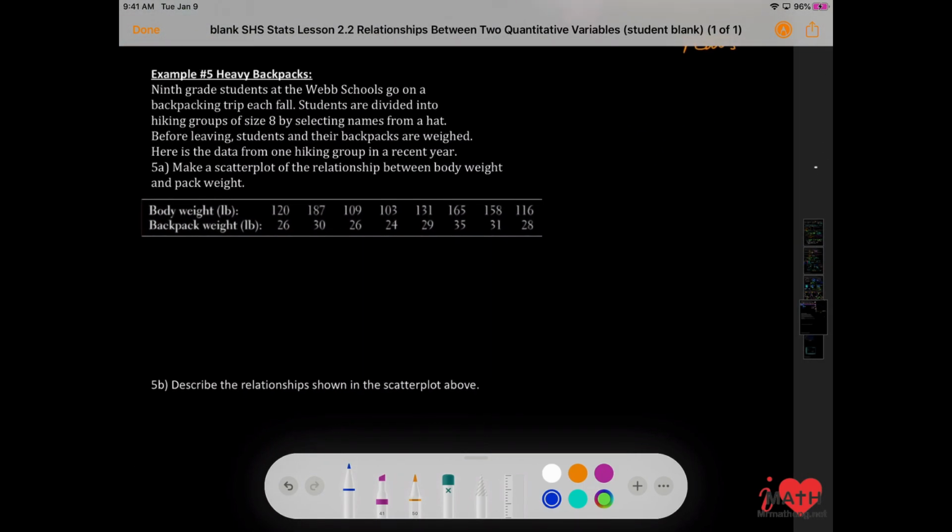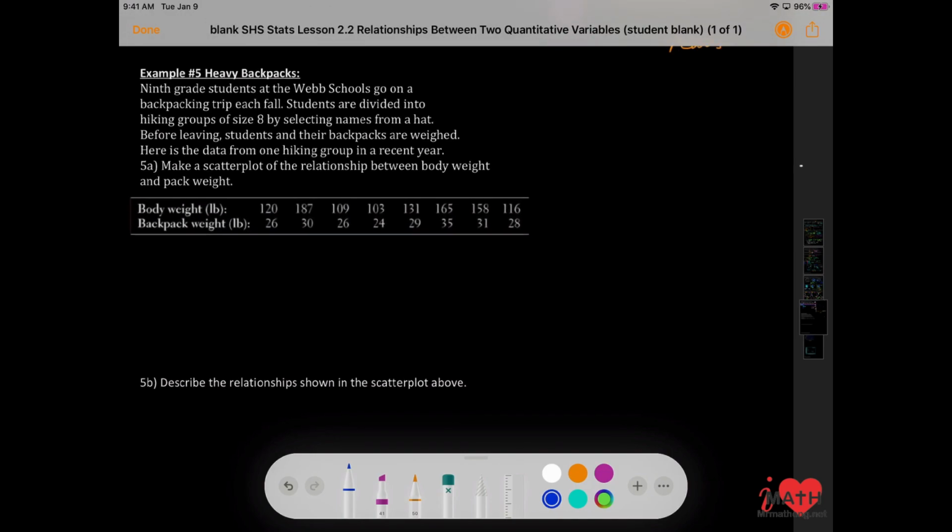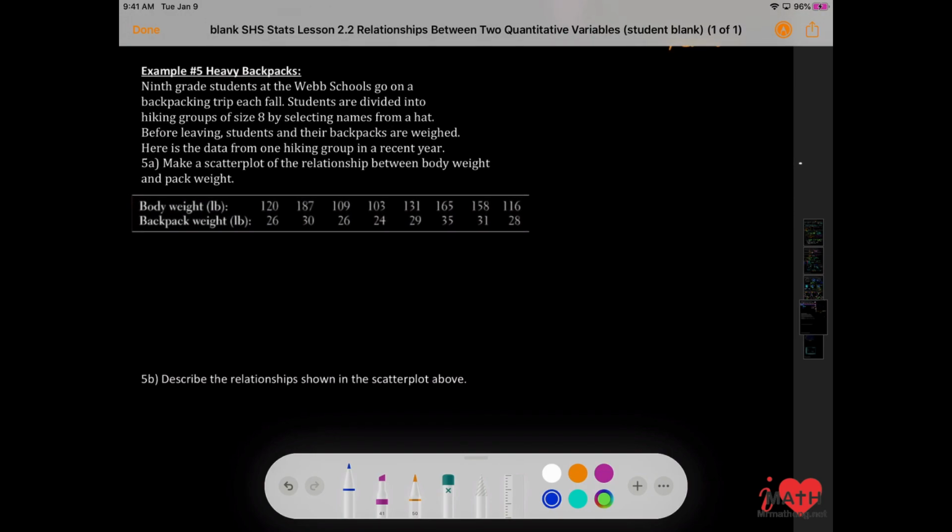All right, you guys try question number 5, and then I'm just going to press play on it, and it'll just have the answers, and then we'll go to the next part, because learning target number 3 is describing the scatter plot.